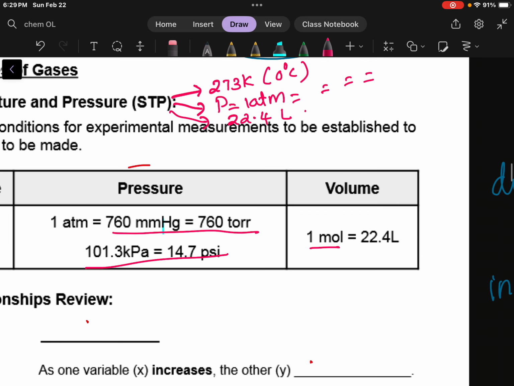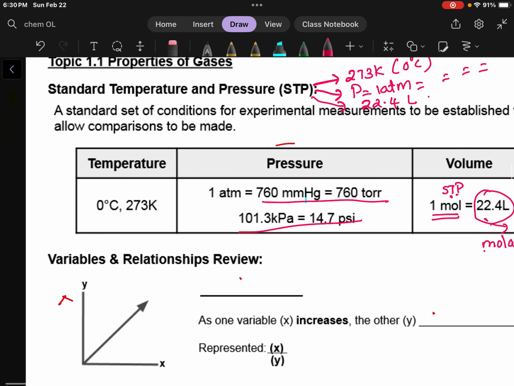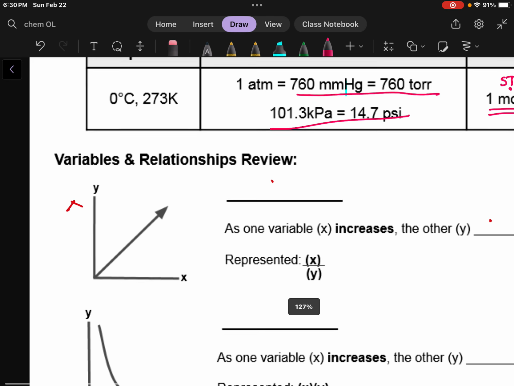It is given here. 1 mole of any gas at STP condition will occupy 22.4 liter, and that is called the molar volume, like molar mass, right? Molar volume. So if the temperature changes or pressure changes, the value of volume will change because they depend on each other.